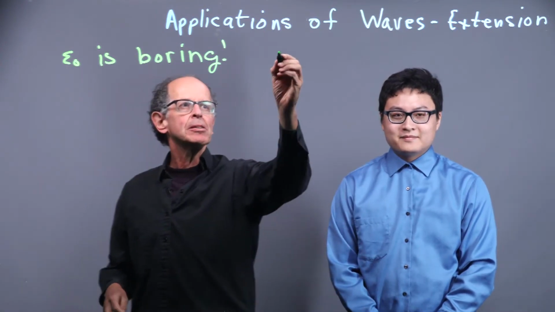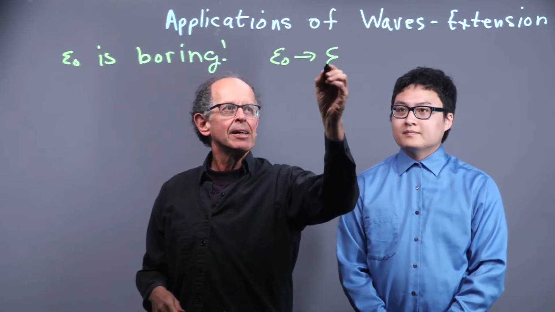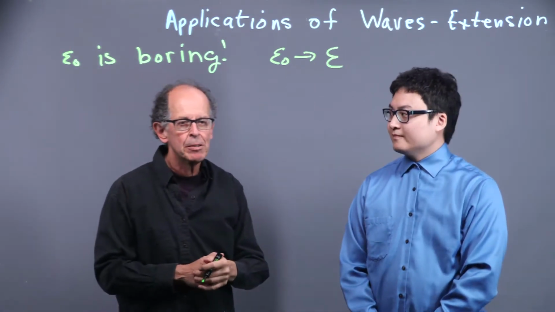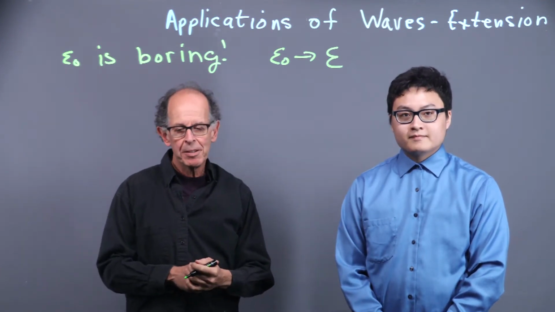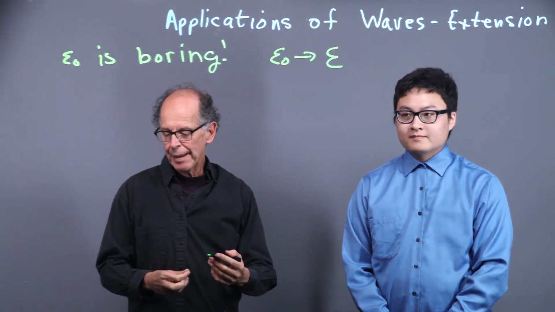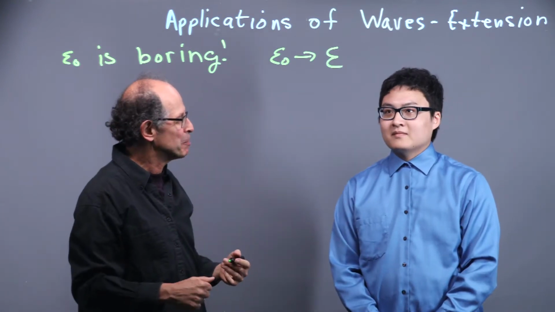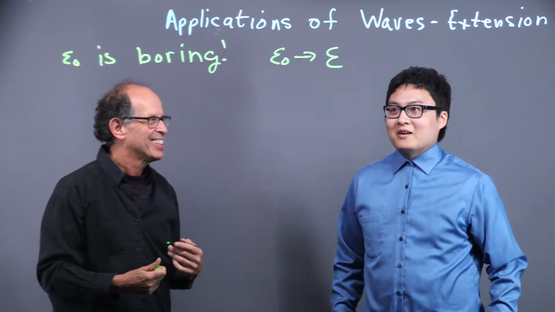First of all, we're going to replace epsilon naught by epsilon. So remember that epsilon, farads per meter, is a capacitance per unit length. So we're no longer in a vacuum, but we also want to put in some what? What else should we put into this epsilon here to make it more interesting?